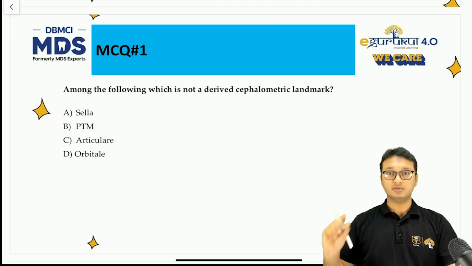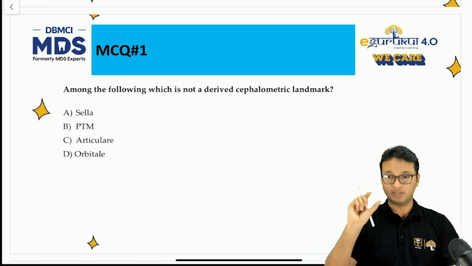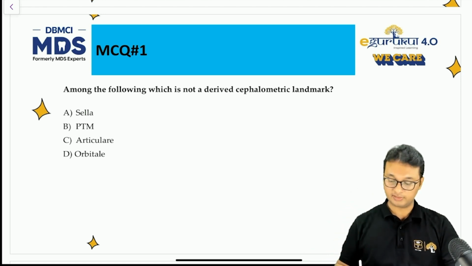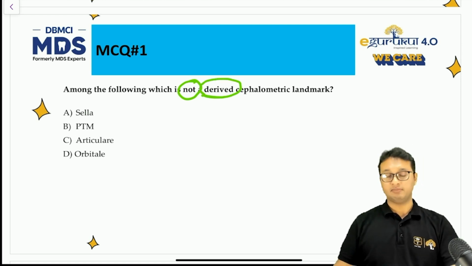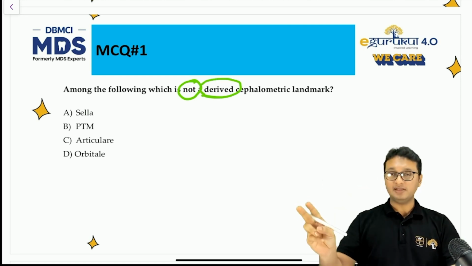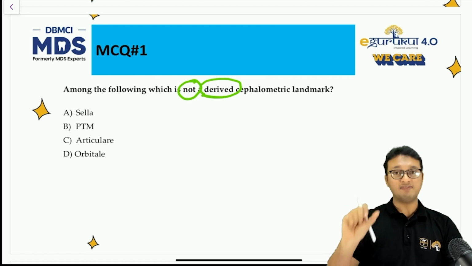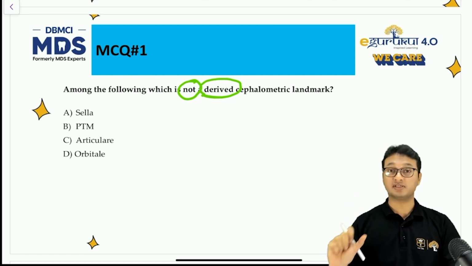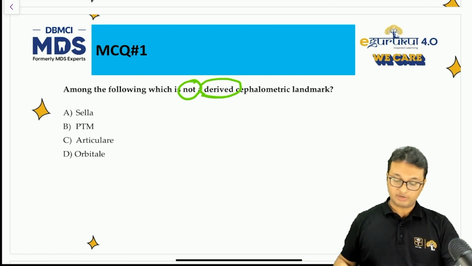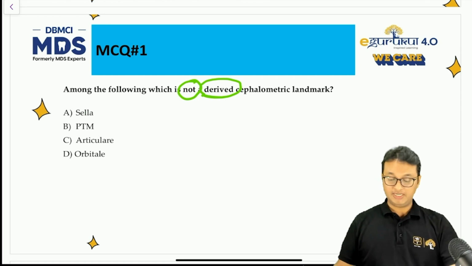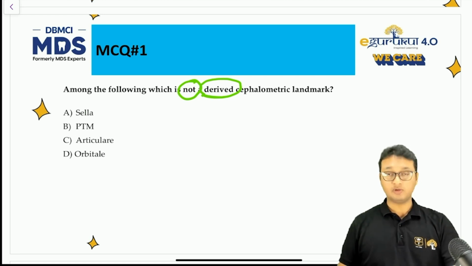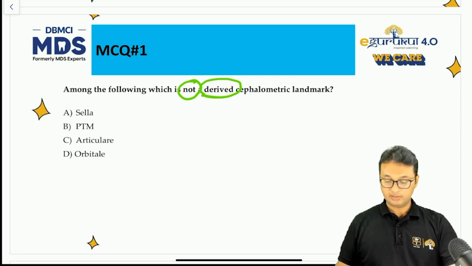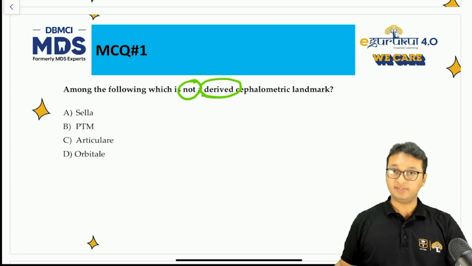So, you have to put consideration on two words here, which is not and which is a derived cephalometric landmark. So there are anatomical and constructed landmarks. So derived landmarks means they are asking about the constructed landmarks. So options are sella, PTM, that is PTM point, pterygomaxillary point, articular, or orbital. So these are the options.